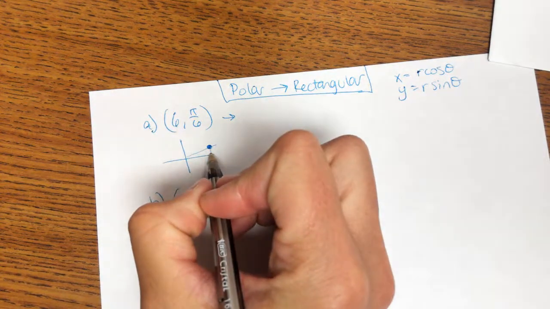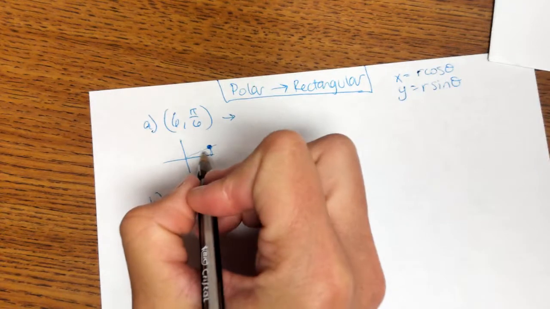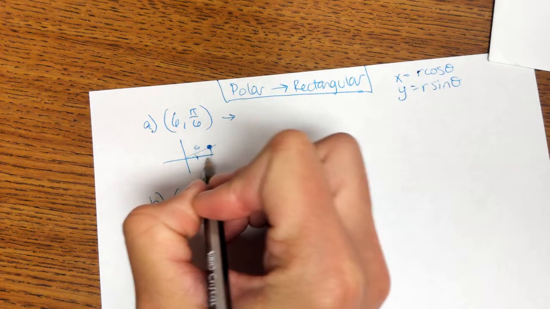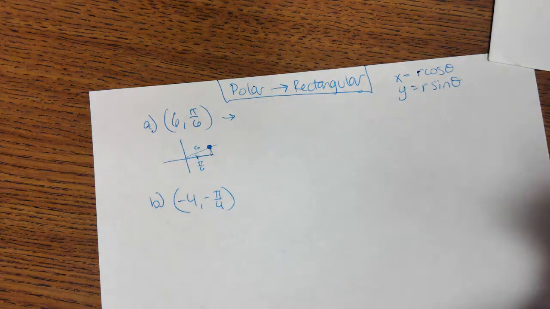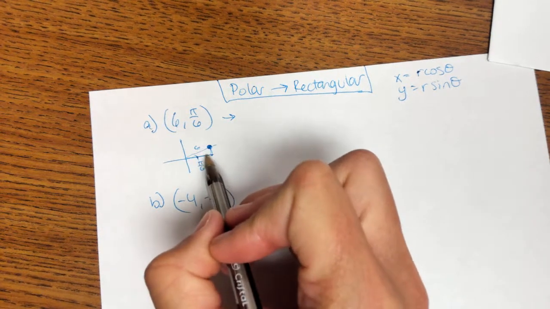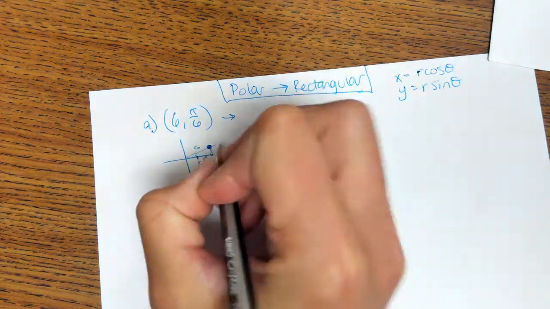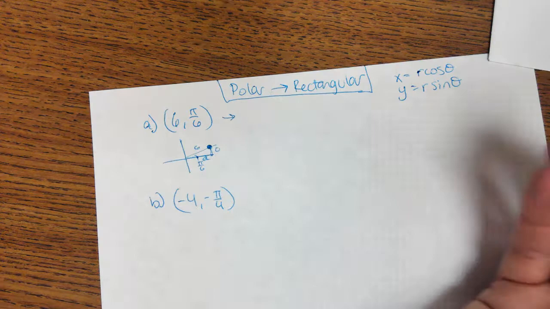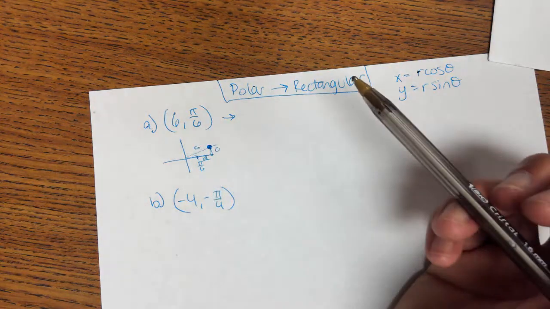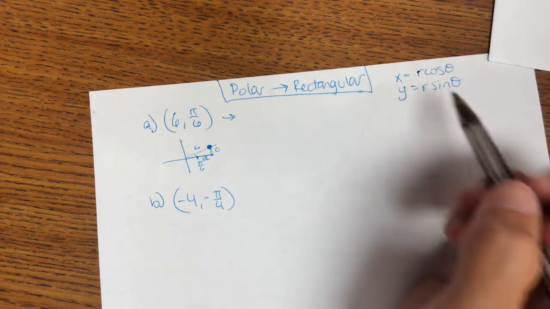We could think of this as a right triangle. We know that this had a length of 6. My angle was pi over 6 radians. So if I needed to find the x value, that's my adjacent leg. And if I needed to find the y value, that's my opposite leg. So this is what you could do if you absolutely forget the conversions, which are up here at the top.